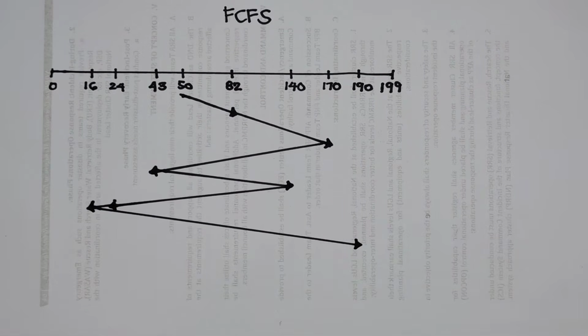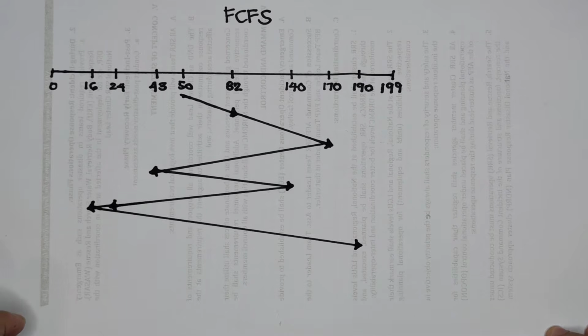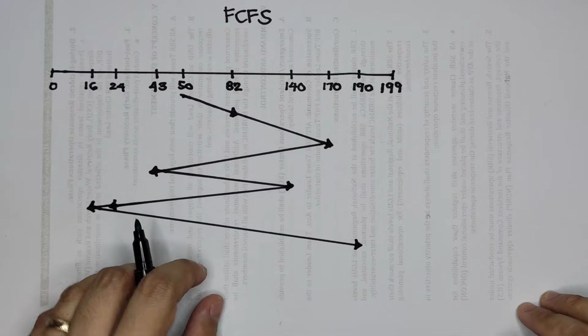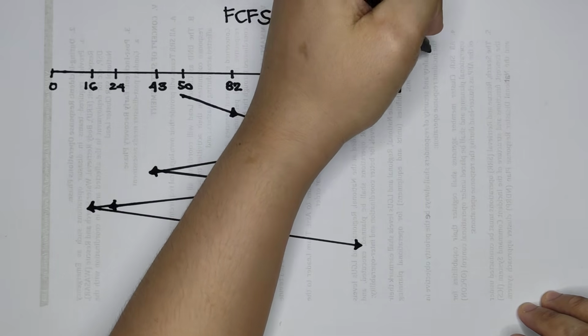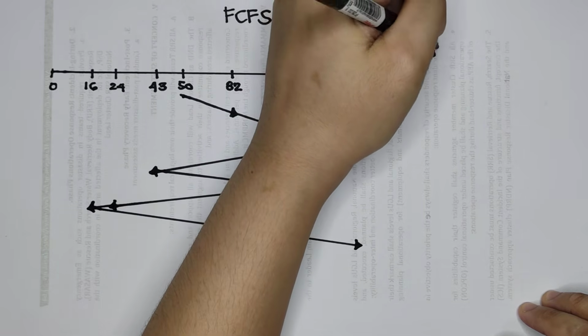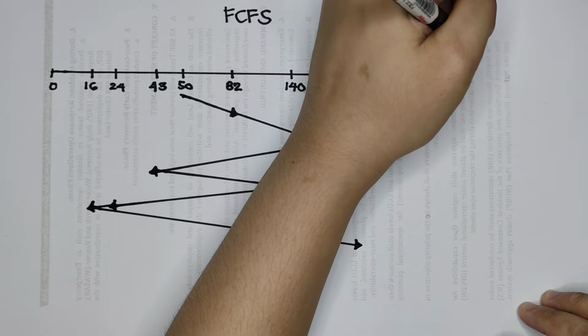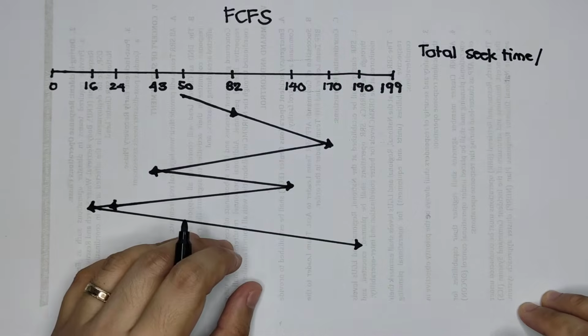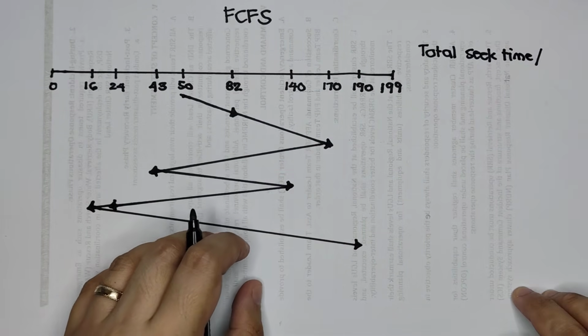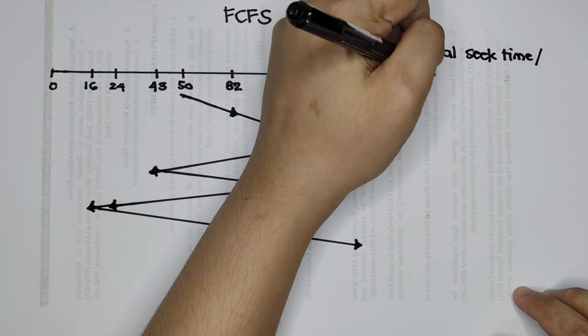So we have this graph. How are we going to calculate the total number of movements, head movement, or the total seek time? We have the total seek time, or the total head movements.